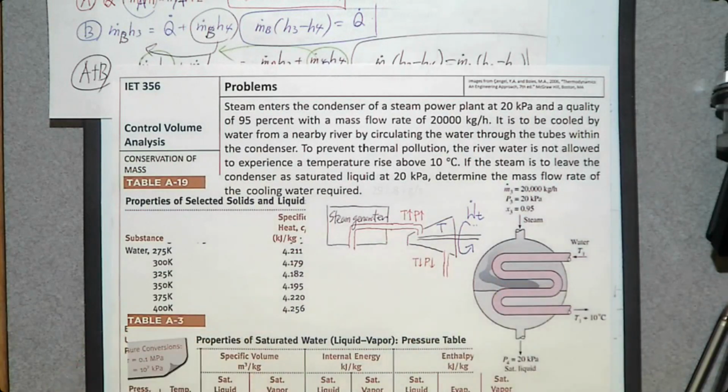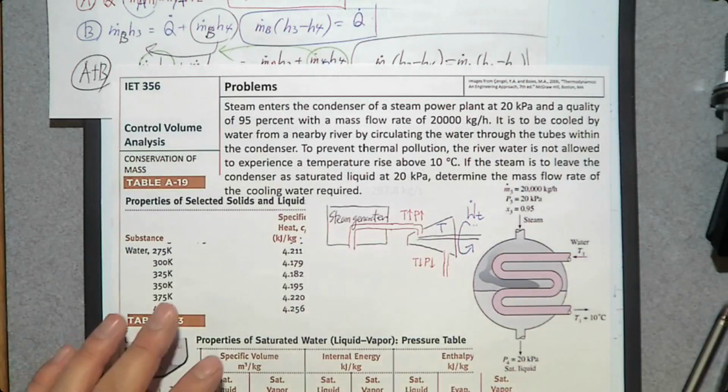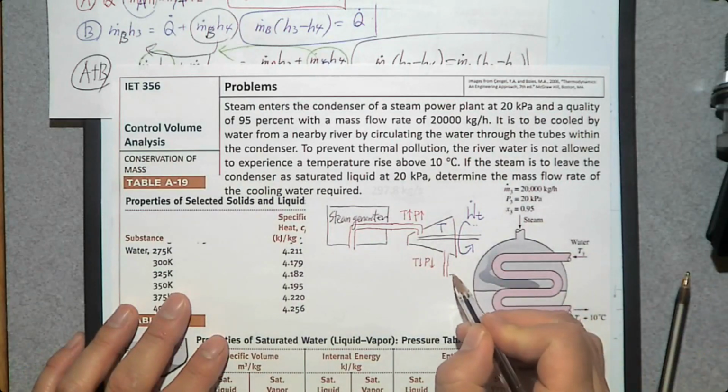How useful is this low temperature, low pressure thermal energy? Not that useful. So if it is not useful, what do you want to do? You want to get rid of it, right? By how? By using coolant. So we have a condenser.